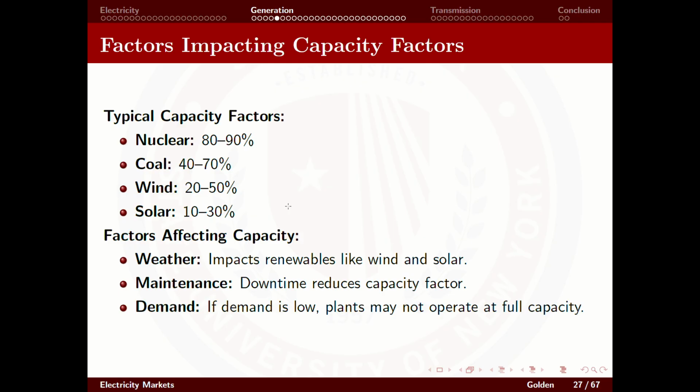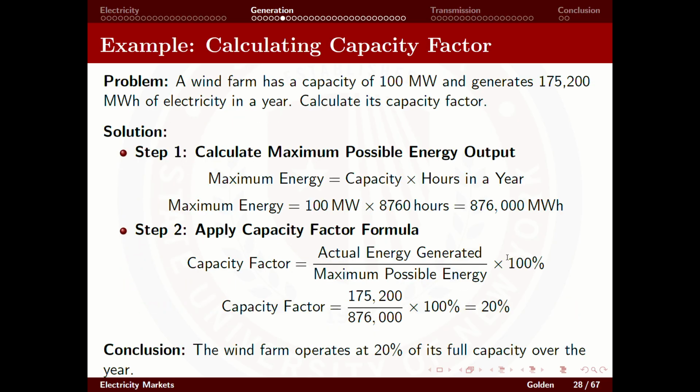In the Southeast, it's really productive. Texas is really productive. In New England, there are tons of solar farms, tons of very small solar farms. They have remarkably low capacity factors. Factors affecting capacity: weather, which impacts renewables like wind and solar; maintenance, since downtime reduces capacity factors; and demand. If demand is low, plants will not operate at full capacity.